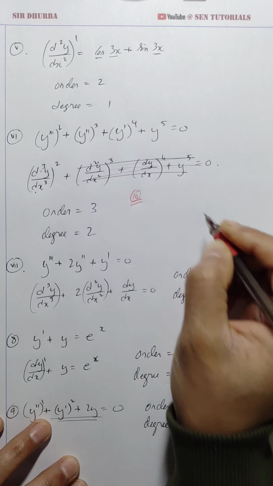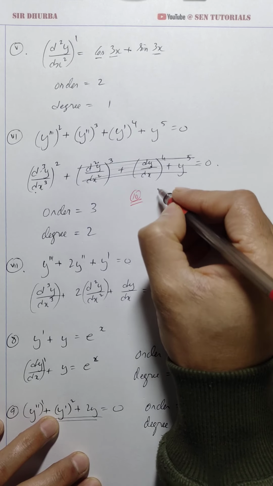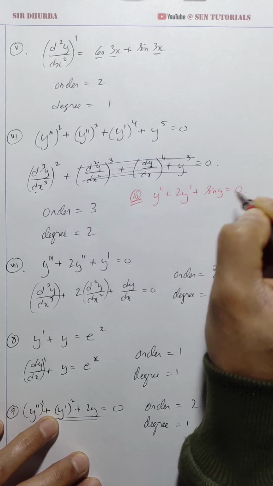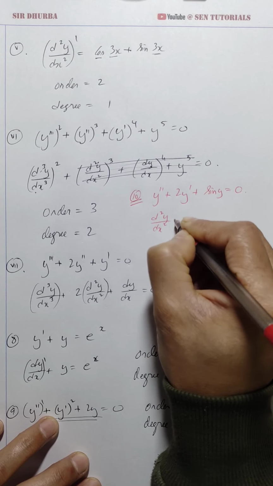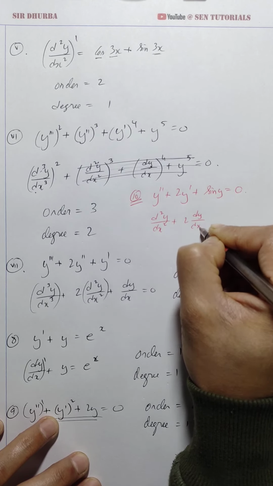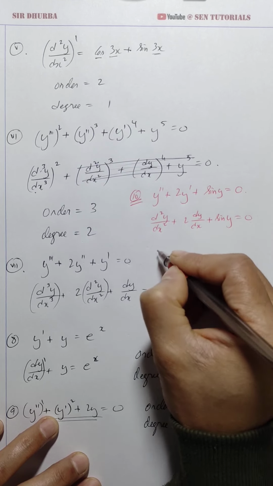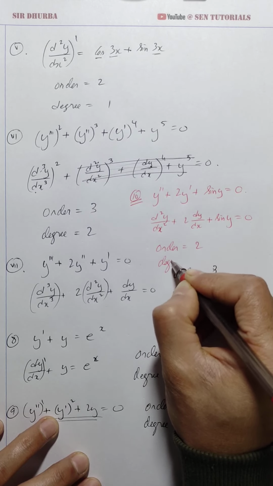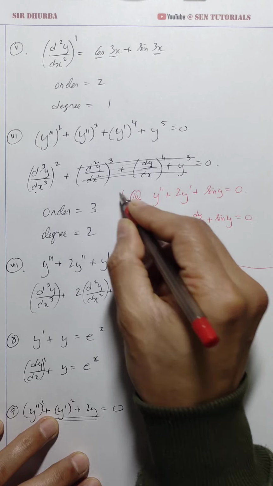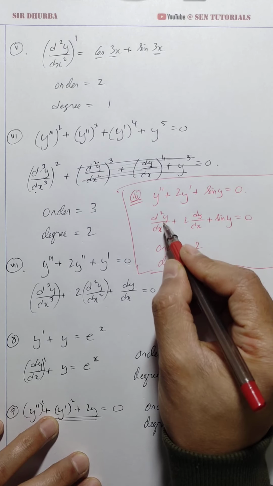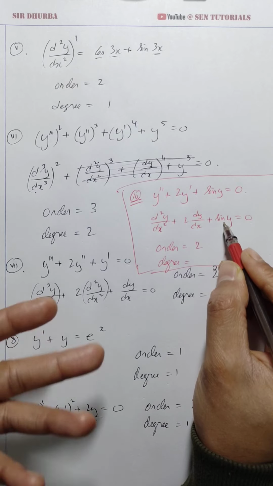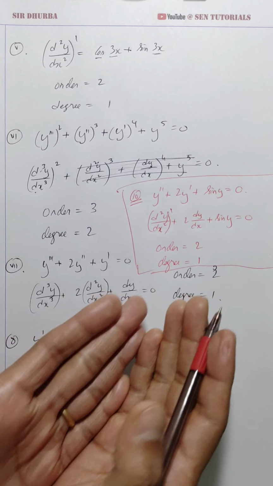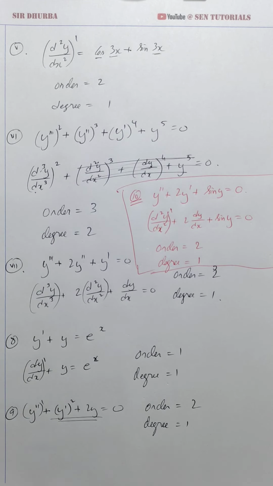I'll do number 10 here, okay? So 10, last one, that is y double dash plus 2y dash plus sine y equal to 0. So that is d square y by dx square plus 2 dy by dx plus sine y equal to 0. So order, how many times has differentiation been applied? Maximum 2 times, no problem. Degree also, any problem? Is any other function applied on a differential? I don't see it here, because sine is applied on y only. So degree will be the power of the highest order derivative only, so degree is going to be 1.